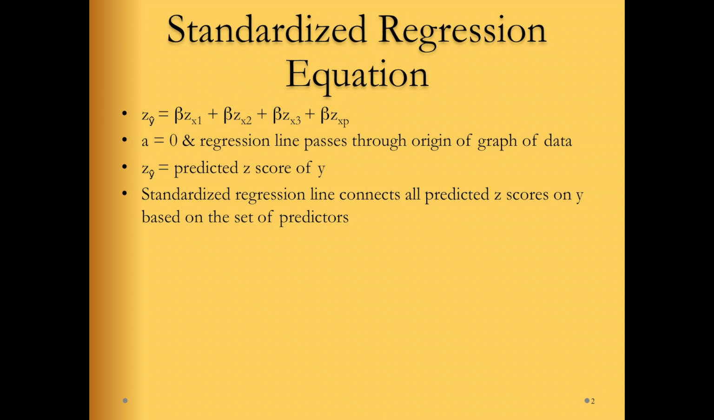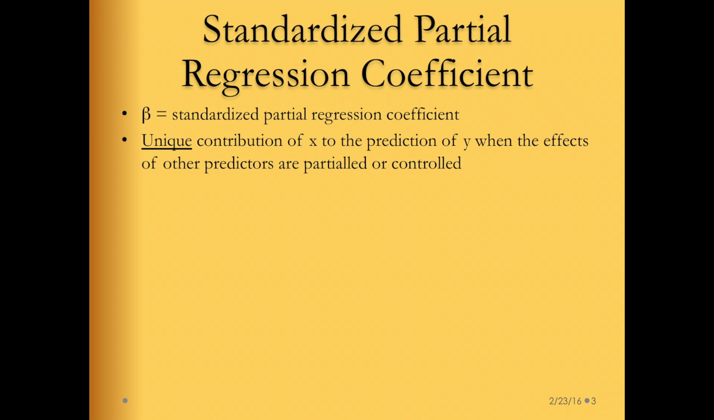on the predictors. And consistent with bivariate regression, there is no constant in the standardized formula because the regression plane passes through the origin of the graph. The standardized regression coefficient in bivariate regression changes its name to the standardized partial regression coefficient in multiple regression.